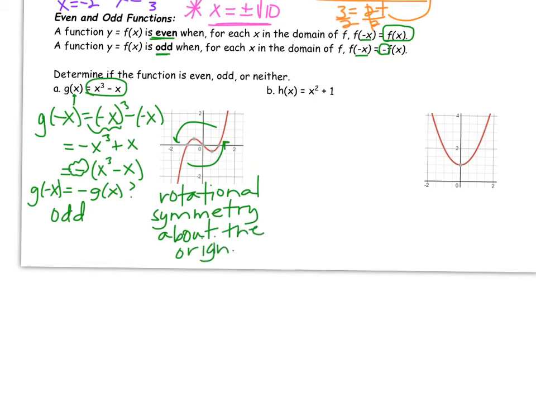Oops, forgot the i. There we go. Oh, there's an i in there somewhere. There it is. And then the second one, x squared plus 1 for h of x this time.